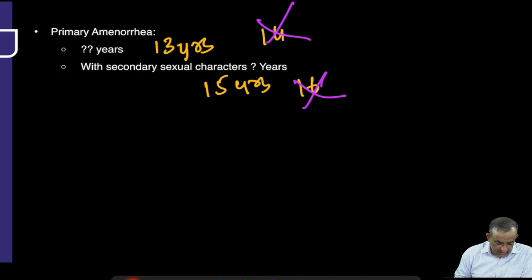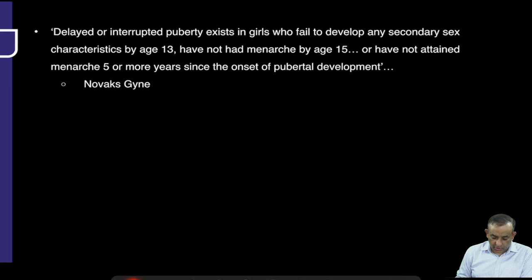I'm just giving you a statement from Novak so that you don't get nervous anymore about the information. I'm giving proof every time because I'm giving you answers slightly different from what you've been hearing. Delayed or interrupted puberty exists in girls who fail to develop any secondary sexual characters by age 13, have not had menarche by age 15, or have not attained menarche 5 years or more since the onset of pubertal development. So this is the gist of what I've given in the previous slide.